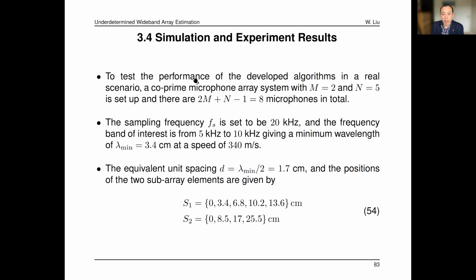To test the performance of the developed algorithms in a real scenario, we have also set up a real array system: a co-prime microphone array with M equal to 2, N equal to 5, which means you have 8 microphones in total. The sampling frequency is 20 kilohertz, the band of interest is 5 to 10 kilohertz, and the minimum wavelength is 3.4 centimeters. Here we still use the standard spacing.